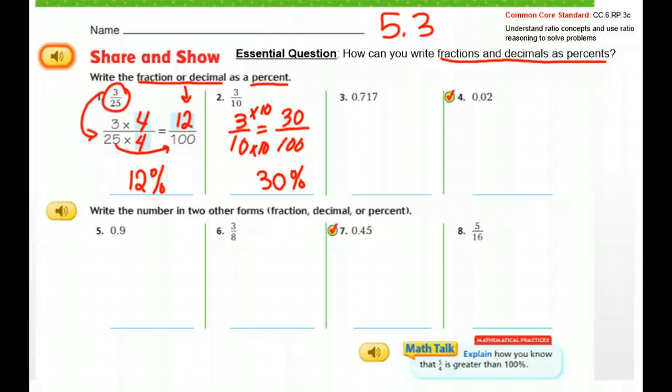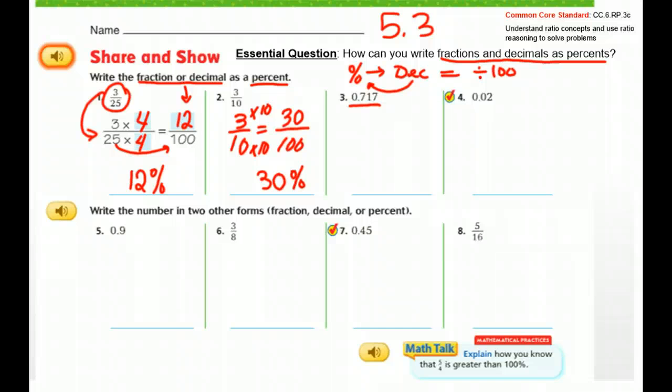Okay. Now we're going to take a look at a decimal equivalent to a percent. Now, if you remember back to lesson 5.2, if we are going from a percent to a decimal, we definitely divide it by 100. So now if we're going to go in the opposite direction, we are going to go from a decimal back to a percent. We are going to use the opposite operation of division, which is multiplication.